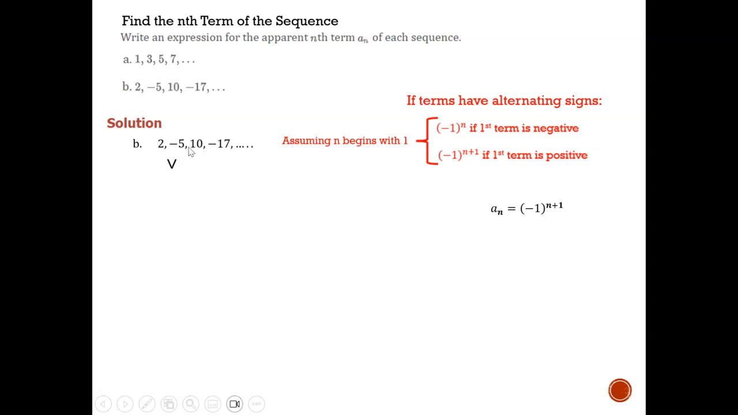Here, the difference, without the negative, is going to be 3. From 5 to 10, it's going to be 5. From 10 to 17, it's going to be 7. Now we can see a pattern. If we do it again, from 3 to 5, it's going to give us 2, and from 5 to 7, it's going to give us 2.